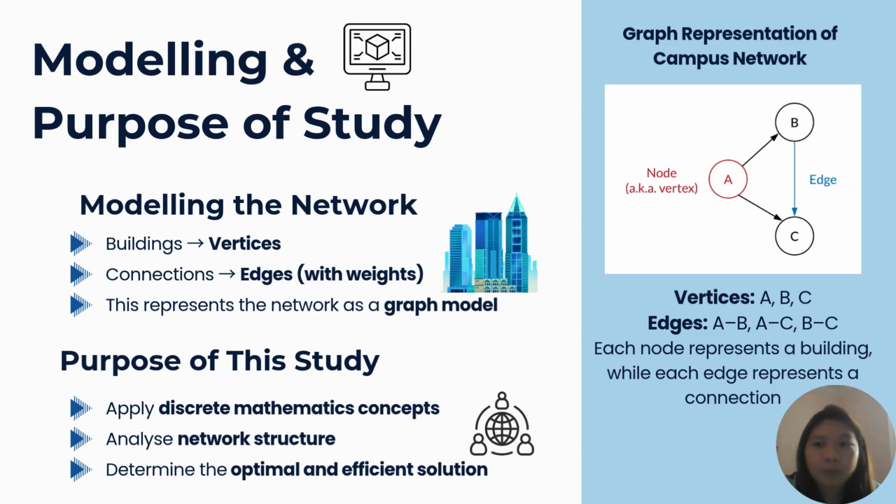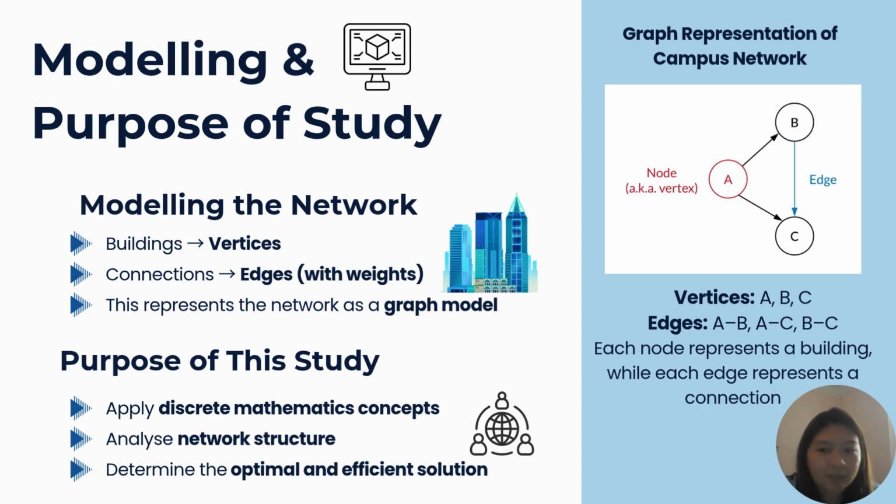After that, we model the campus network using discrete mathematics. In this model, buildings are represented as vertices, and the connections between them are represented as edges, which may include weights such as cost and distance. This allows us to represent the entire network as a graph model, making it easier to analyze. On the right, we can see a simple example of a graph.